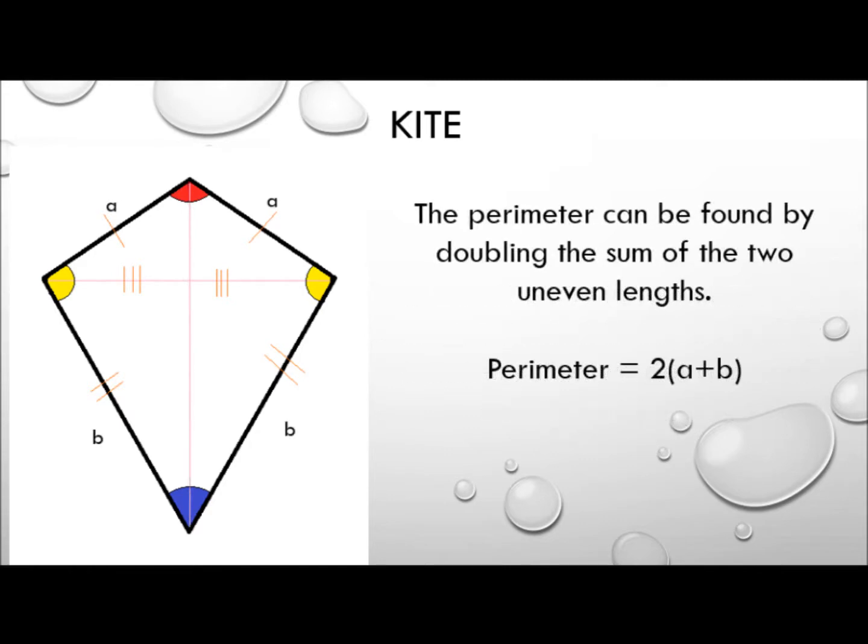The perimeter can be found by doubling the sum of the two uneven lengths. So in this case of the kite, where we've got the two shorter lengths labelled a and the two longer lengths labelled b, we can say the perimeter is 2 times the sum of a plus b. Alternatively, you could say it's 2a plus 2b, or you could just go round the kite, adding a, b, b, and a. But if you do that, you might end up singing Swedish pop songs.